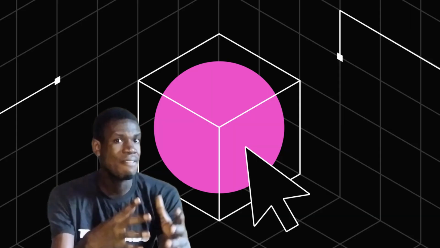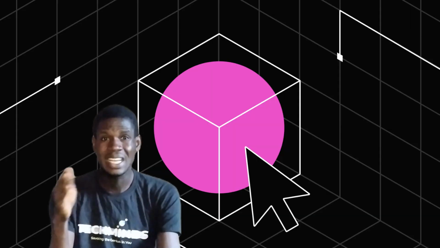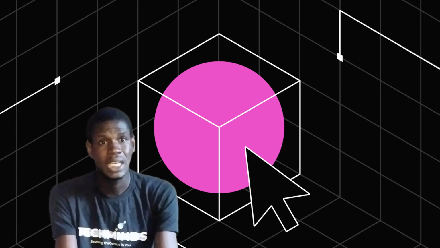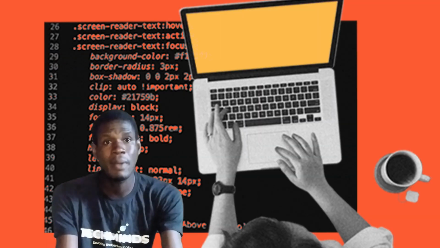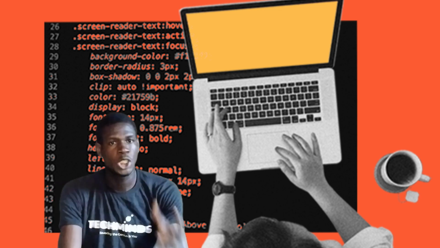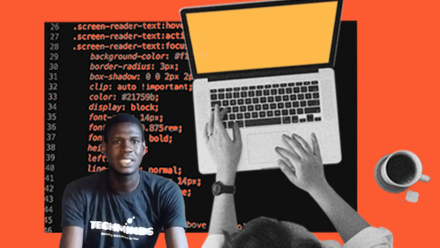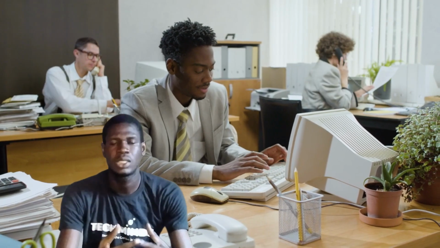So after the design phase has been done, the next phase that comes in is coding. This is where the programmers, the coders, come in. This is when each of the requirements is then coded into the system, with each of the functionalities put in place.